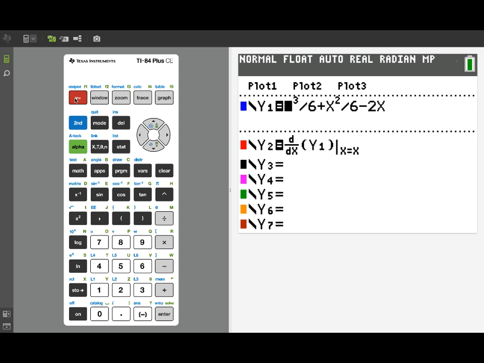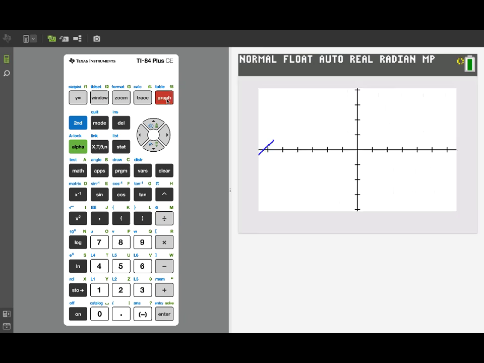Now let's go back to the Y equals menu and change to another function in y1. We won't need to change anything in y2 because we've already defined it in terms of y1. So I'm just going to make y1 the familiar function sine x. We'll graph it and notice that it's automatically graphed the derivative along with it. There we see the familiar cosine function.